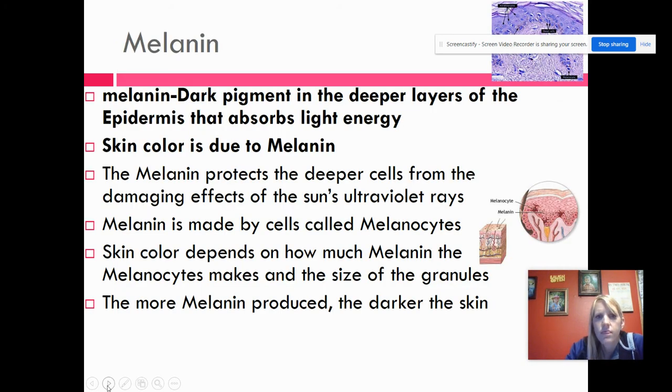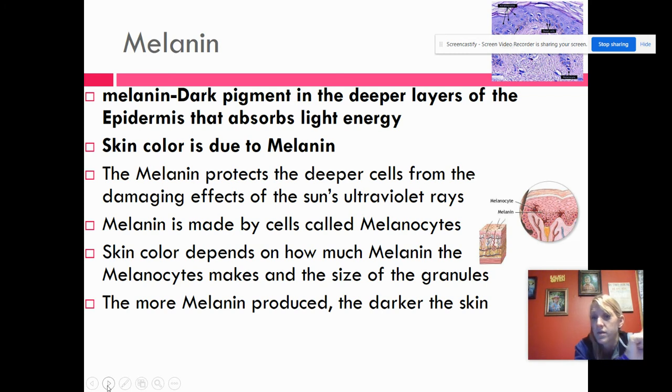Melanin is the dark pigment in the deeper layers of the epidermis that absorbs light energy. Skin color is due to melanin. So like, I'm pretty pale, so I have very little melanin in my skin, whereas one of my really good friends has way more melanin in her skin, so she has a darker complexion.